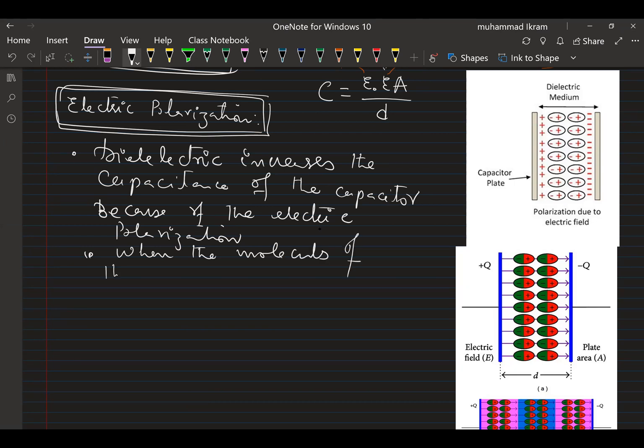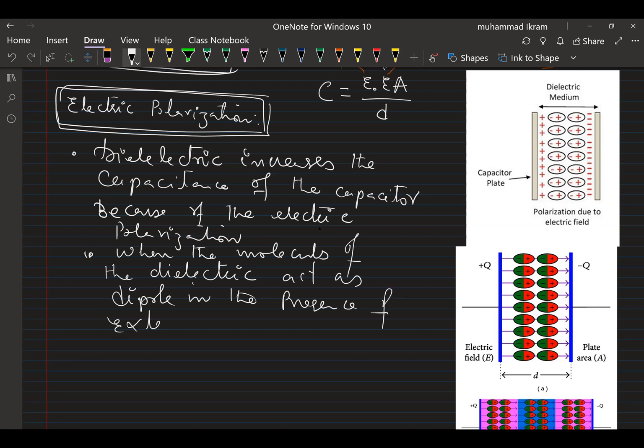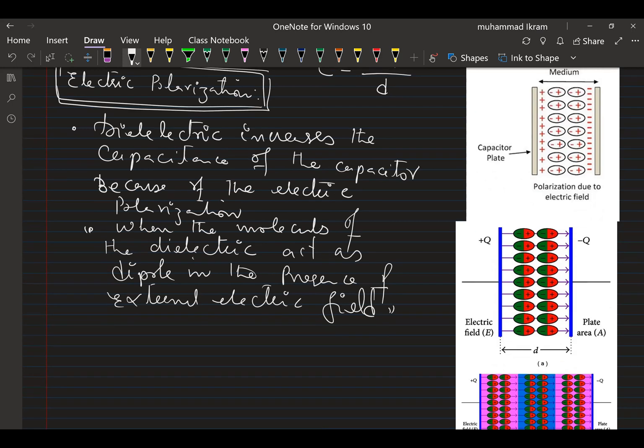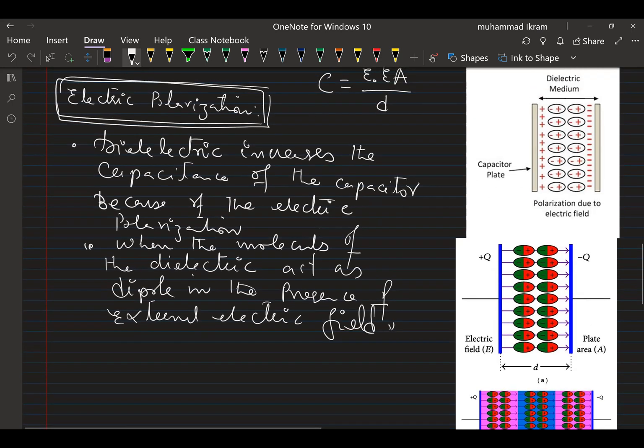of the dielectric, meaning the insulator, the medium, act as dipoles in the presence of an external electric field, this effect is called electric polarization. This increases what?